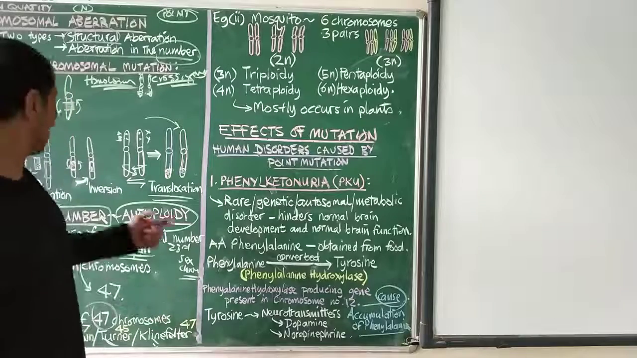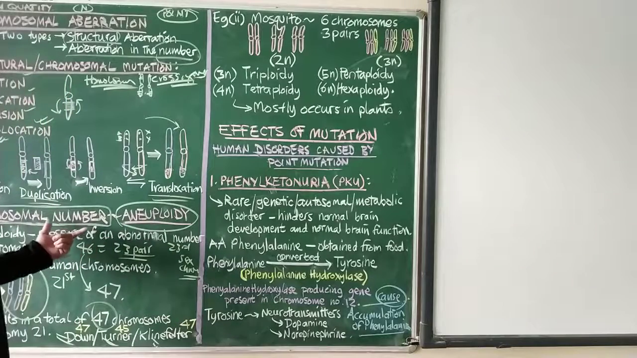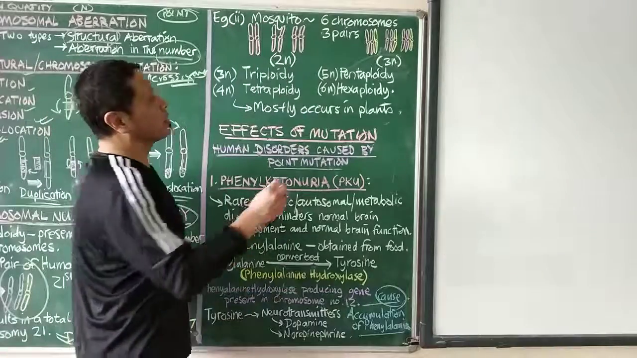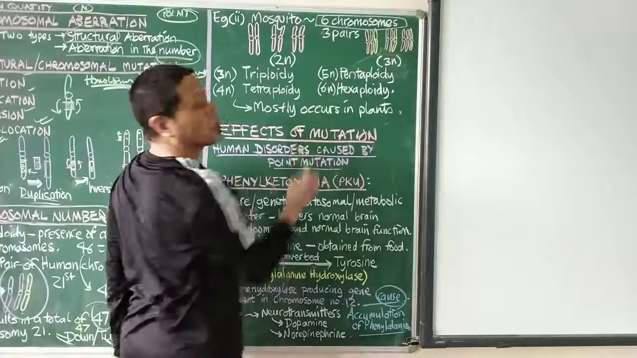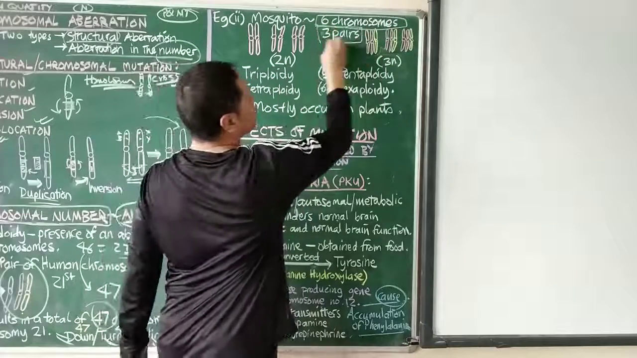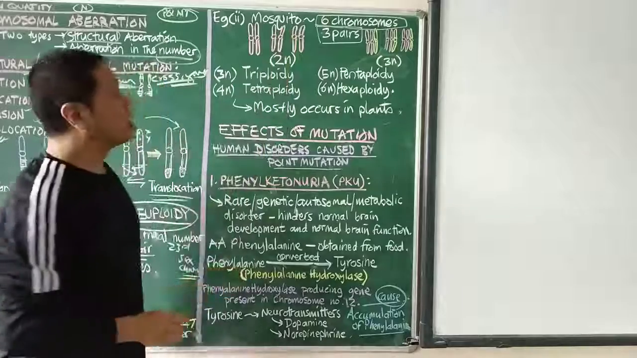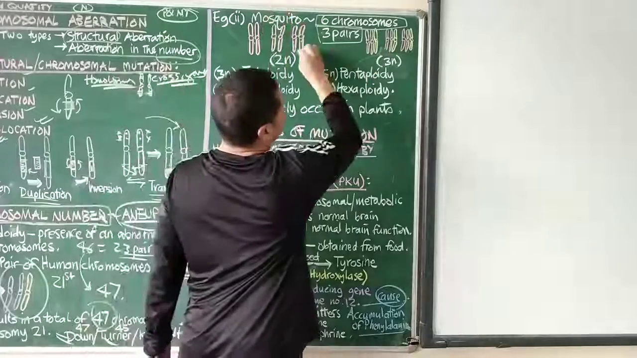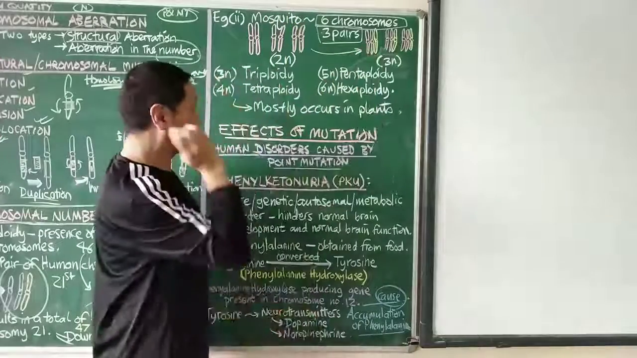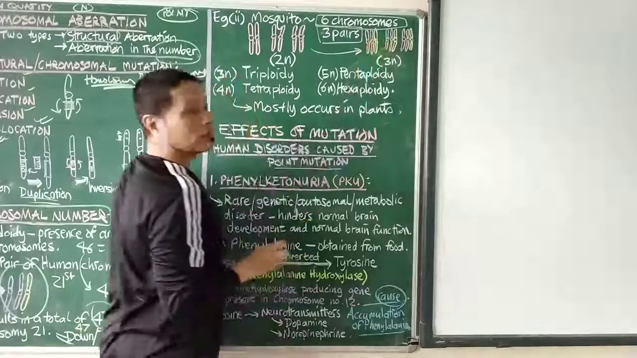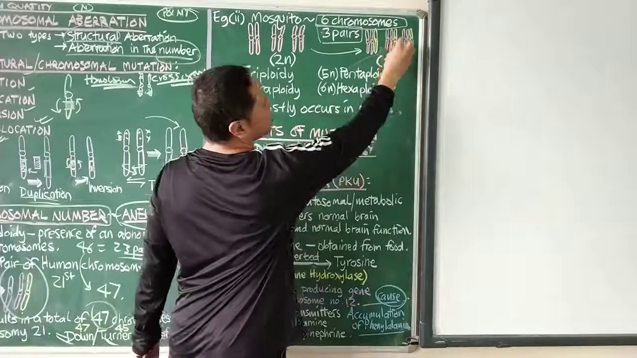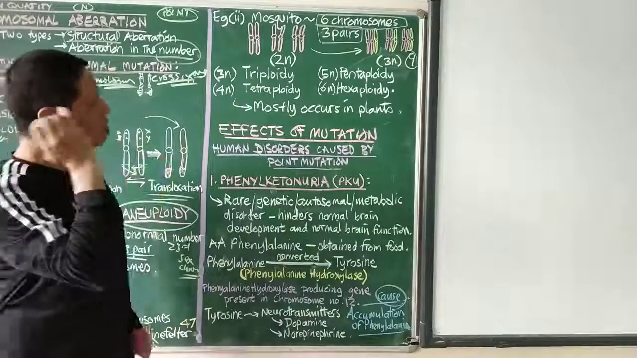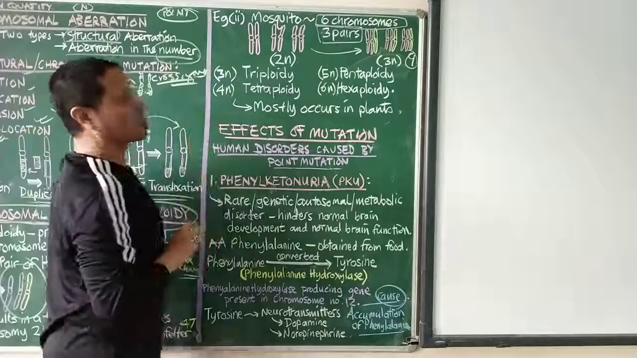Okay, so the second example of chromosomal abnormality or aneuploidy. We'll take mosquito. Mosquito with 6 chromosomes. We know that these 6 chromosomes are paired up into 3 pairs. So here are the 3 pairs. So an addition of 1 chromosome on each of these pairs, like that, turns the chromosome number into 3n. Total number of chromosomes will be 9 now instead of 6. So that is known as triploidy.